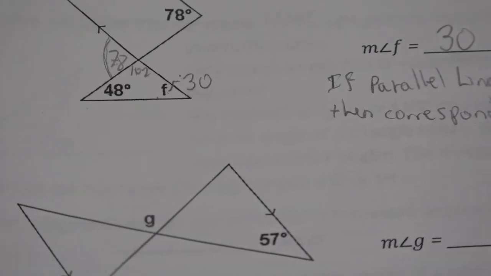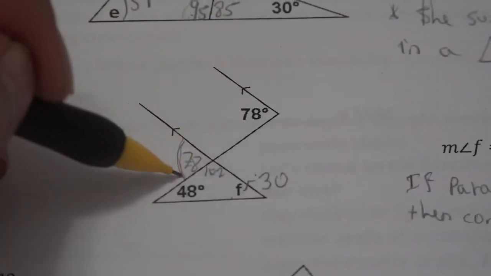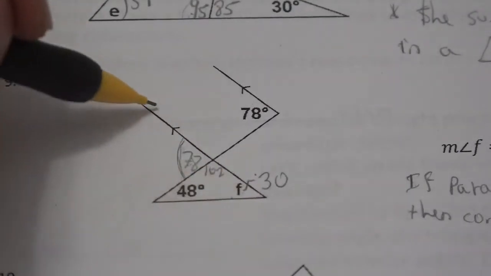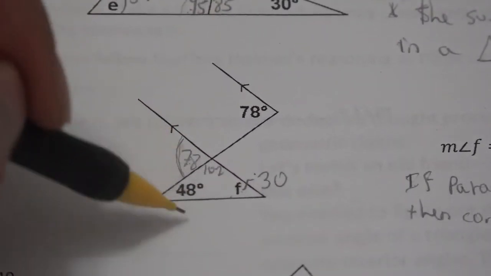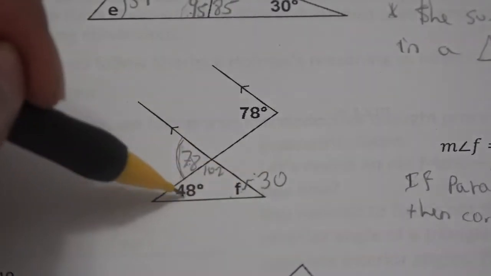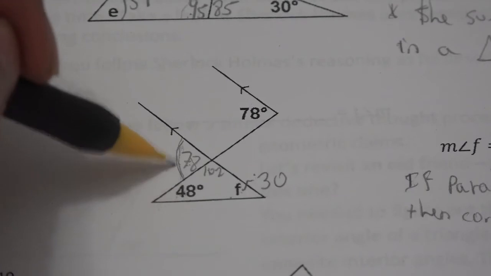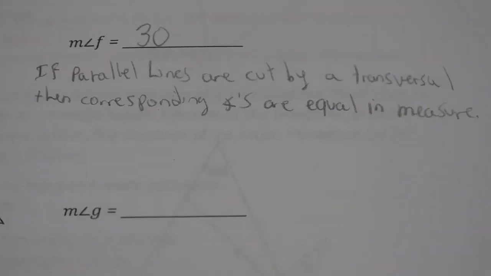All right? Me, I'm not gonna write that. Because basically I figured out that this was an exterior angle of this triangle. So this should be the same as the sum of these two. So all I needed was 30, and added 48, and I got 78. So then, what am I gonna write as a justification?